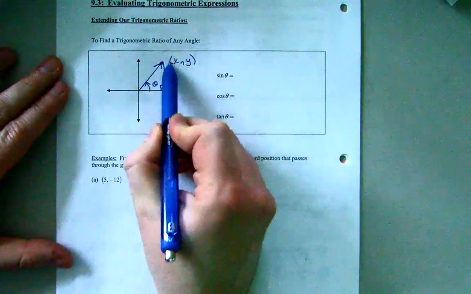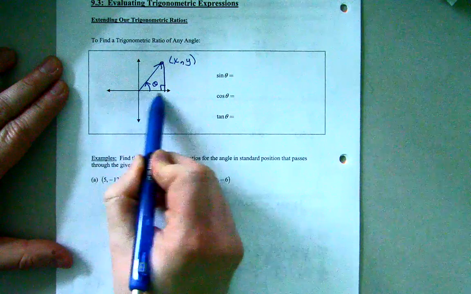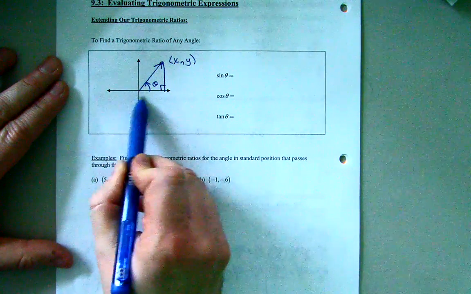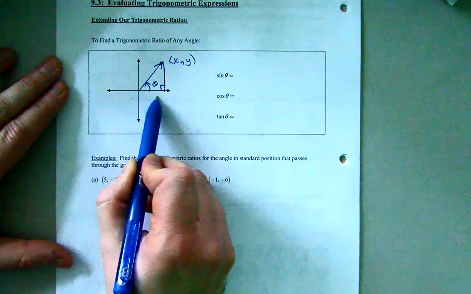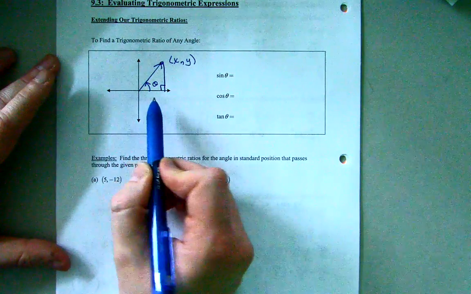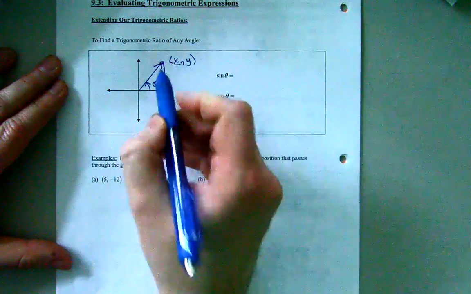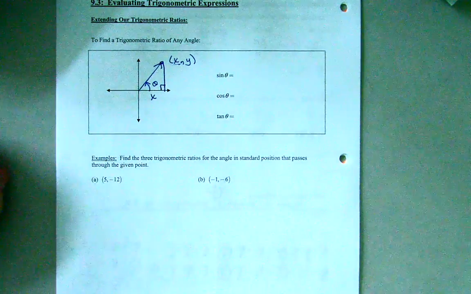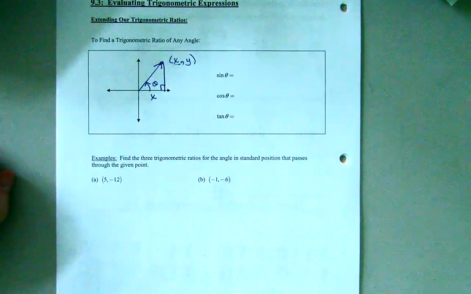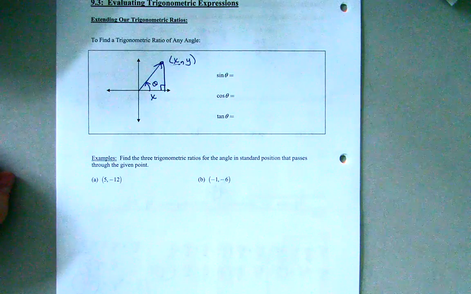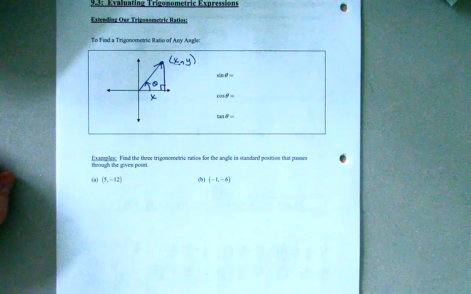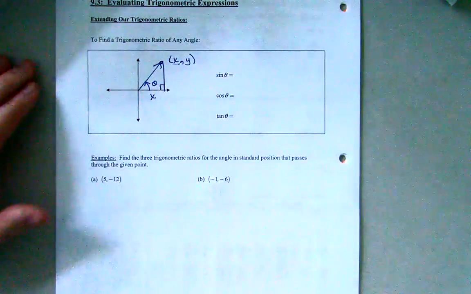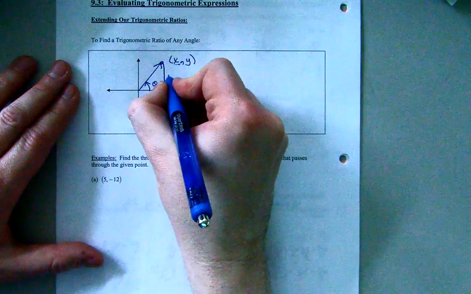If the coordinates of this point are x, comma, y, what's this distance? X, right? If my x coordinate is x, I have to move over x. The base of my triangle is x. What's the height of the triangle? Y.